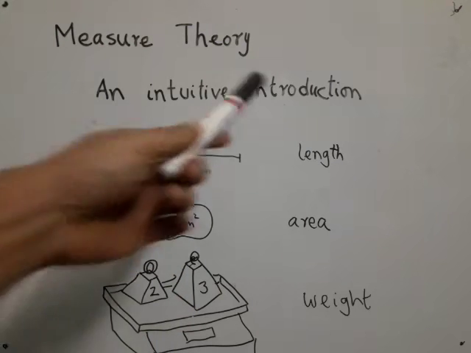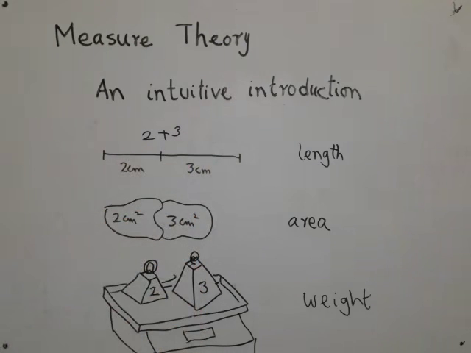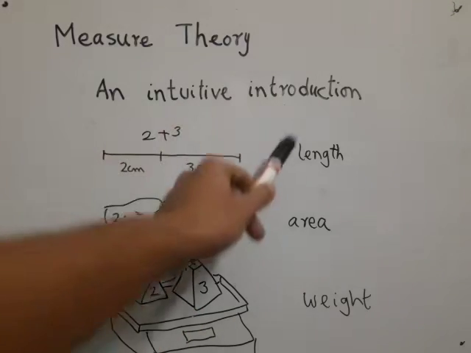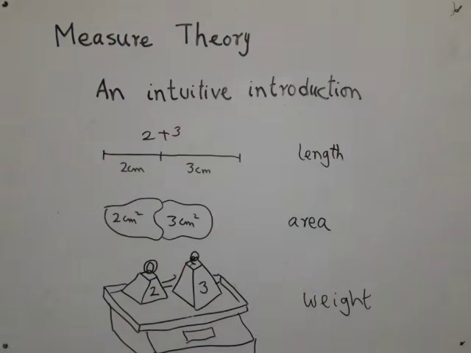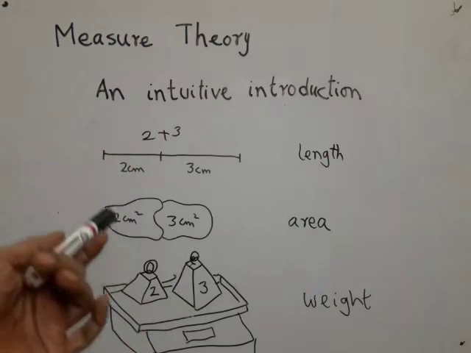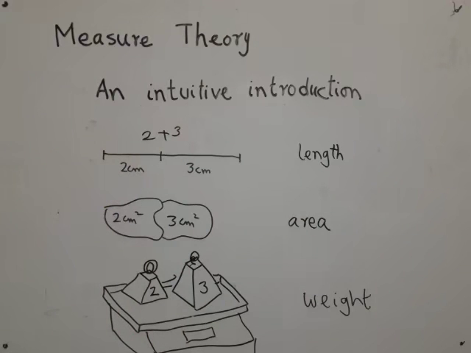And this is true for length, for area, for weight, true for volume, true for masses, and true for many other things. Now, all these things have one common property, namely they are trying to measure something. Measuring a length, measuring an area, measuring a weight, and there are some other types of measurements also that we are going to see in a moment.